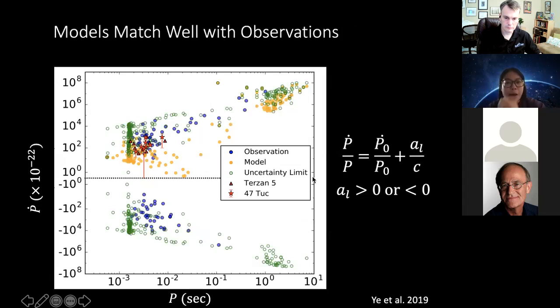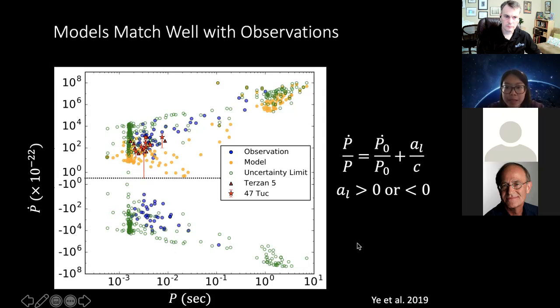I was talking about how we model pulsars and how the dynamical process will influence their evolution. It's important to check if the model pulsars agree with the observations, and this plot is trying to show that they do. So this is again a P-Pdot plot. The blue dots show the observed pulsars, and the orange dots show the intrinsic properties of model pulsars. And green dots show the two limits of the model pulsar spin-down rates when taking into account the line of sight acceleration from the cluster's potential.